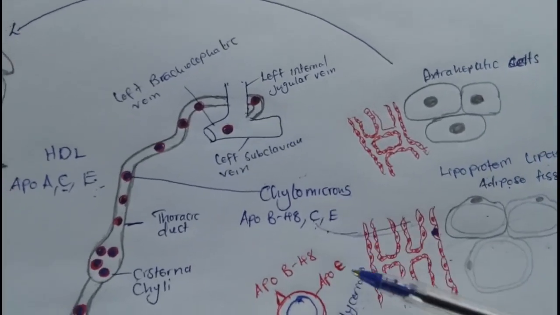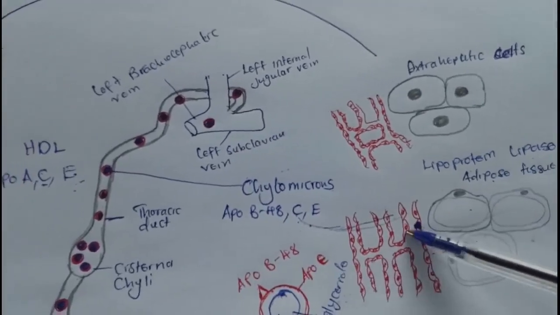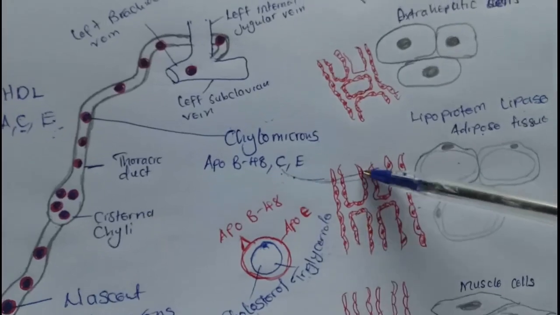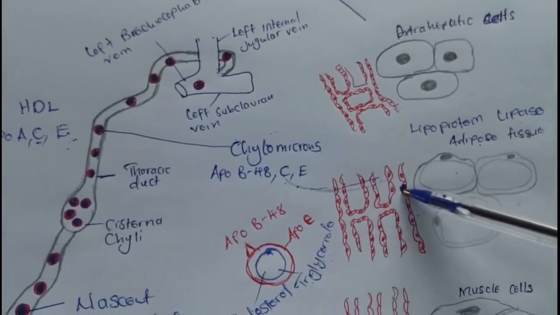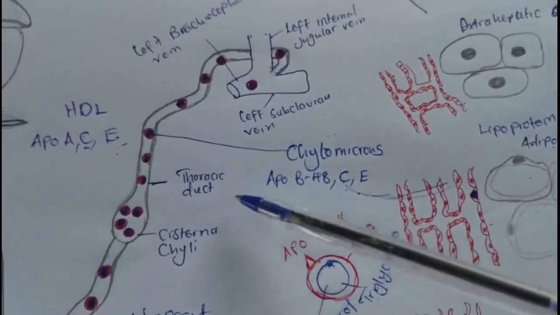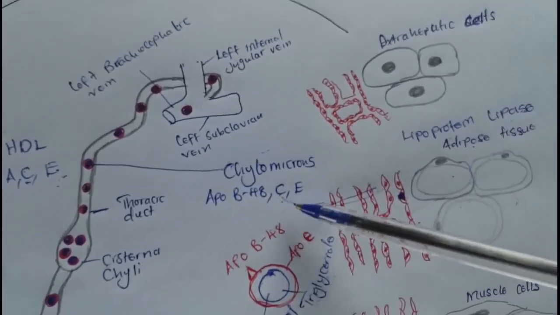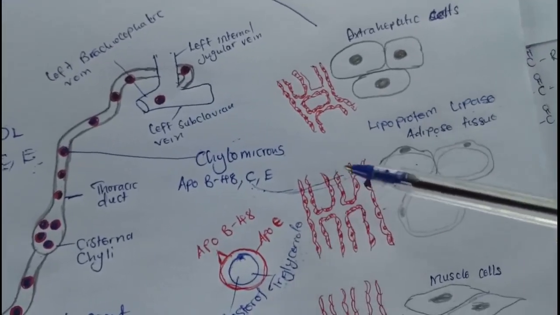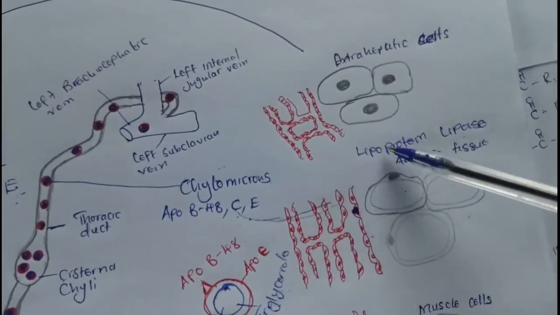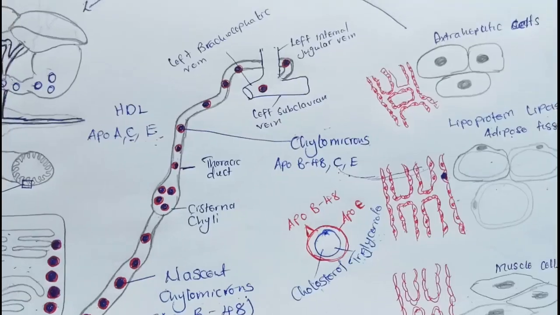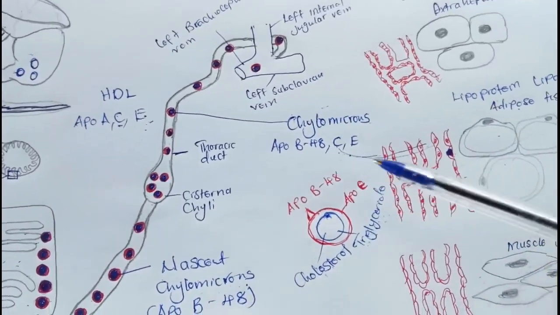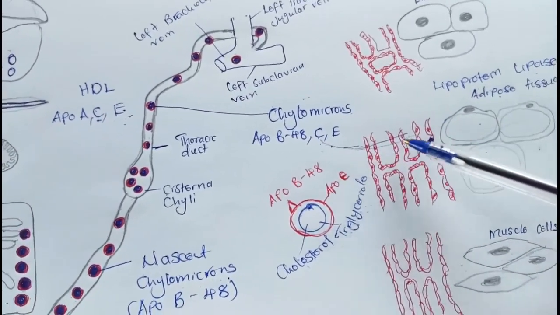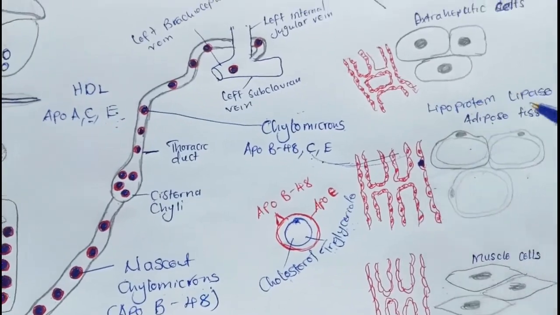And then what happens next is that this mature chylomicron goes to bind on the endothelial lining of the capillaries. And when it binds on the endothelial lining of the capillaries, it releases one apoprotein, which is ApoC. So the function of the ApoC is simply to activate a certain type of enzyme known as lipoprotein lipase.